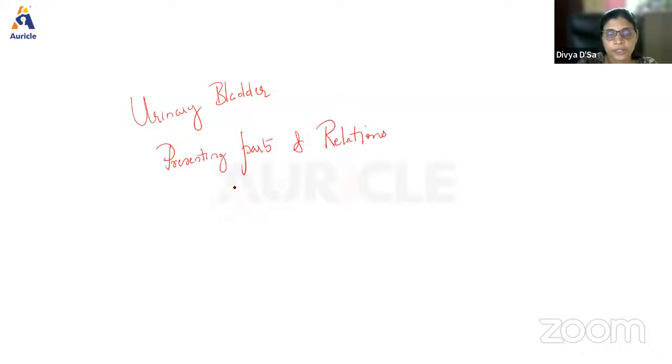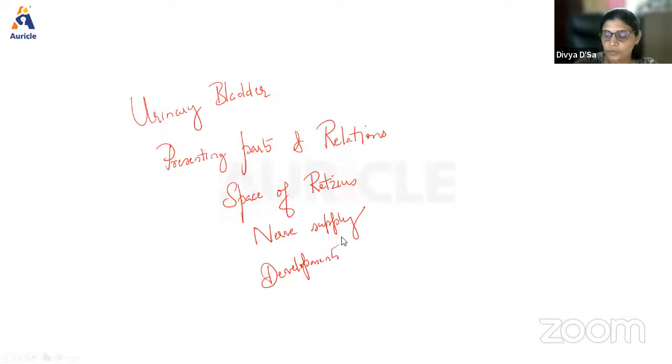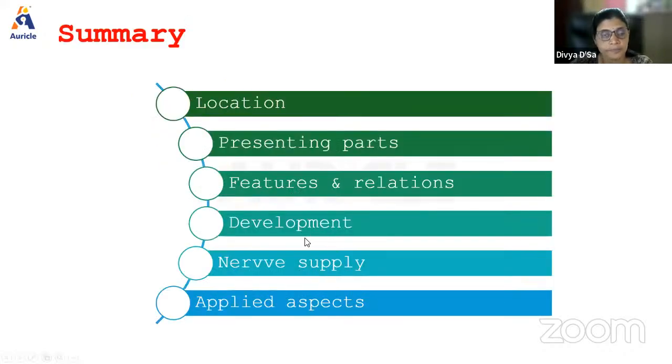You have to know about the space of Retzius. What is this space and what is its clinical importance? You need to know about the nerve supply as well as the development part. Development, basically the source: which are the two structures forming the bladder? What contributes to the formation of the trigone, and what contributes to the formation of the remaining, or the majority, portion of the bladder? These are the things which you need to know.